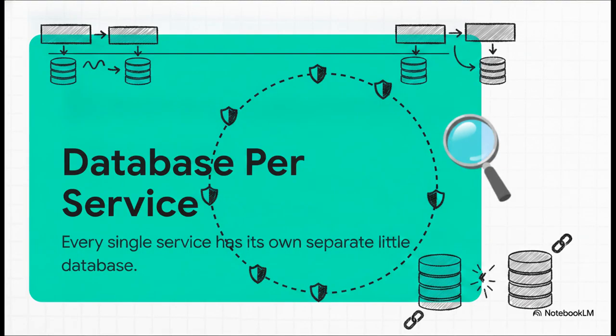Now, the absolute most important rule of this entire microservices system is database per service. Notice how every single service has its own separate database. The inventory database cannot touch the user database. They are completely 100% isolated. And this is a game changer because it guarantees that even if the inventory database entirely crashes, your sensitive user profile data remains perfectly safe and secure.